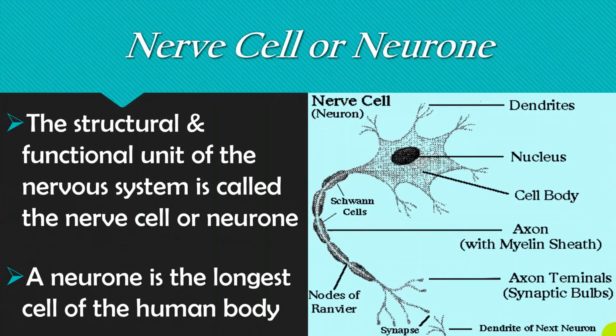Nerve cell or neuron. Nerve cells are called neurons. The structural and functional unit of the nervous system is called the nerve cell or neuron. A neuron is the longest cell of the body. There is no other cell that is longer than the neuron. Look at the right. This is the proper definite picture of a nerve cell. This picture shows synapse, axon, cell body, nucleus, dendrites. It is also labeled.